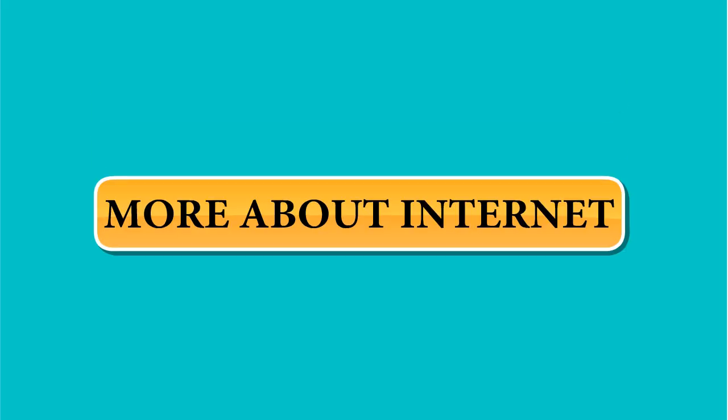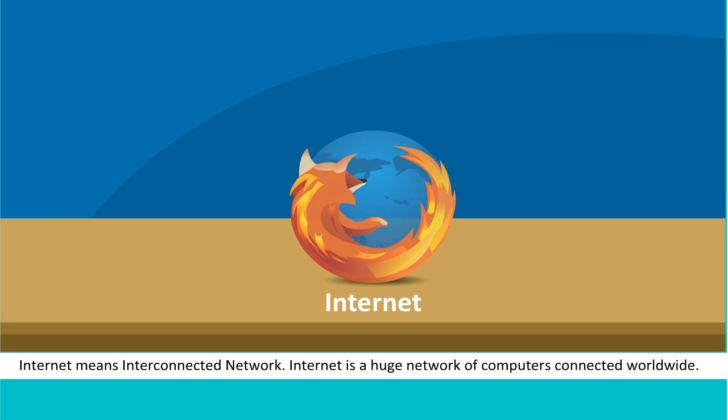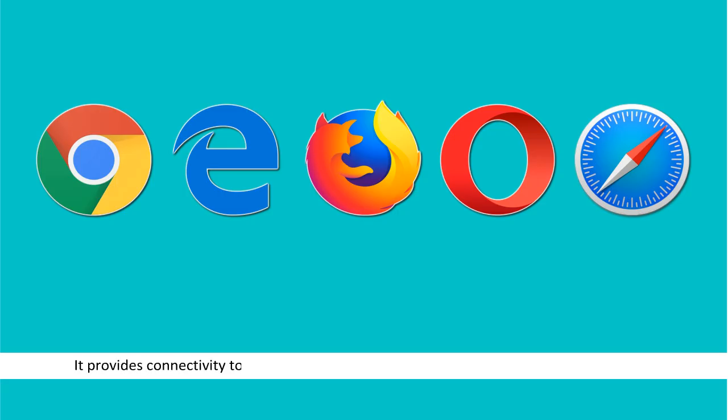More about Internet. Internet means interconnected network. Internet is a huge network of computers connected worldwide. It provides connectivity to millions of computers. The computers are connected through cables or telephone lines or through any wireless medium.